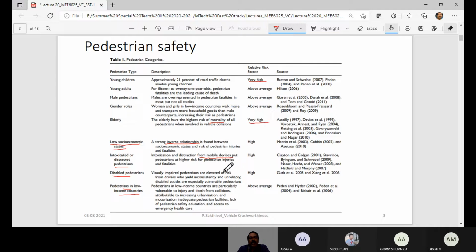That would happen like this. Also you see there is a group of disabled pedestrians. Visually impaired pedestrians are at elevated risk from drivers who yield inconsistently and unreliably, right? So these are the descriptions, the severity by type of pedestrian involved, given in this table. So we should have this table information in our mind.